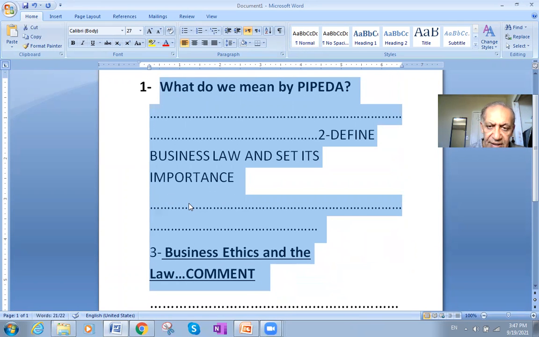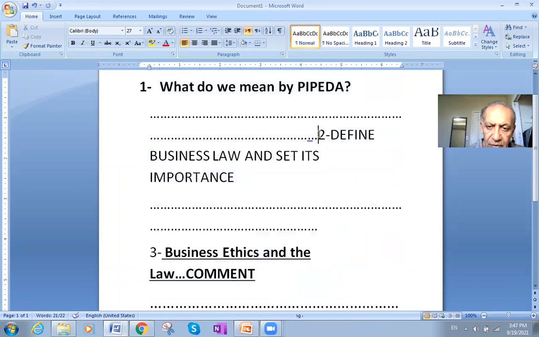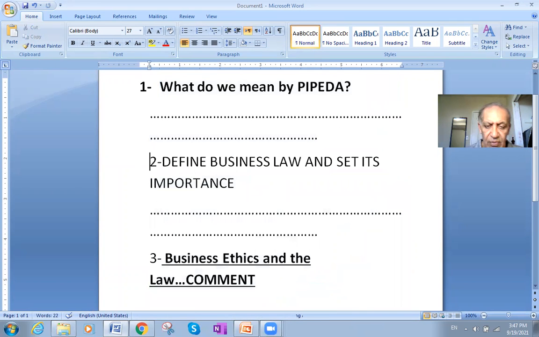The 3 questions are here. You can answer them in the chat box. This is 1, 2, 3. You can answer these questions in the chat box. You know what the chat box is? Here it is, just to show you, here is the chat box.